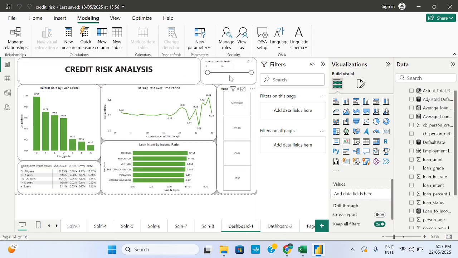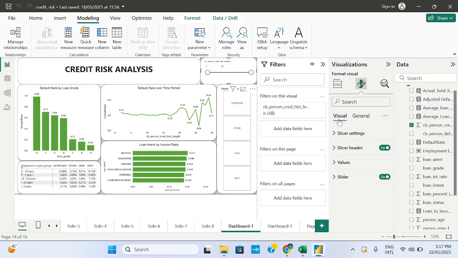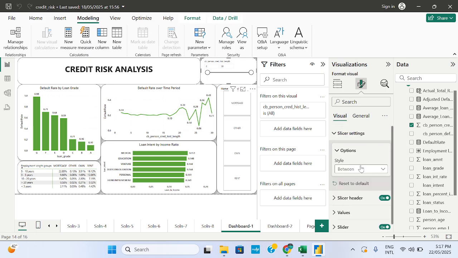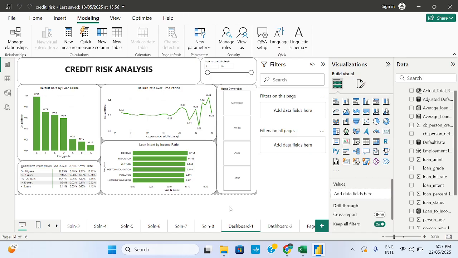Now, this I have used. If I go to visuals, slicer settings, you can use any of these options. I have used between for this slicer, and for another slicer I have used the tile option. So I hope you have all understood what I have been using here.